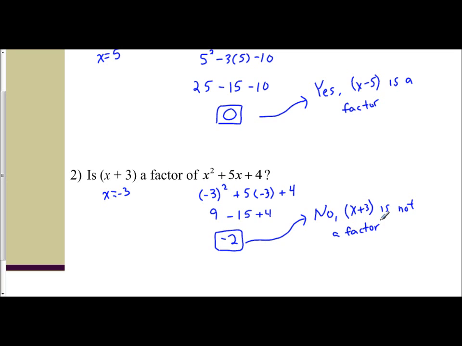Now we're going to examine this idea further on in some future videos, but just get this concept down: if you want to determine if a binomial is a factor, take the solution of the binomial and plug it into the function. After performing order of operations, if you get 0, it is a factor. If you don't get 0, then it is not a factor.